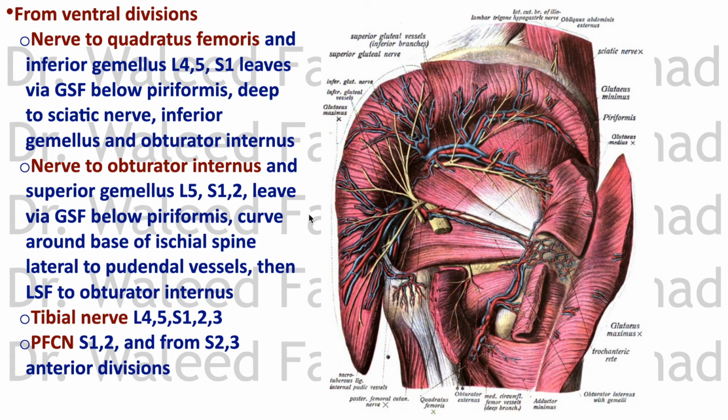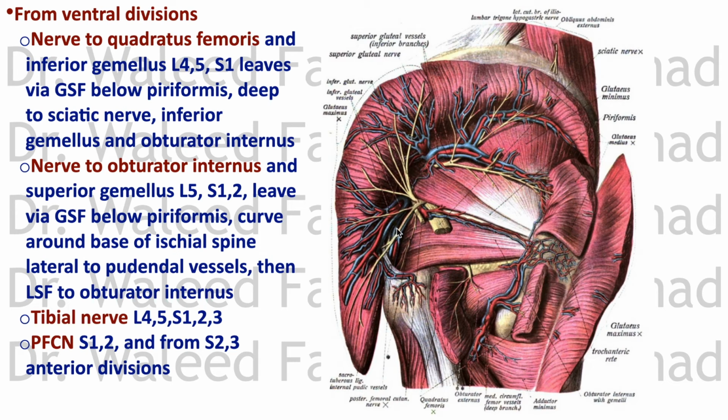From the ventral divisions, we have the nerve to quadratus femoris. You will study this in the gluteal region, together with the inferior gemellus, and the root value is L4, 5, S1. It leaves the greater sciatic foramen and descends to supply the quadratus femoris. And by the way, it's the deepest structure in the gluteal region. It descends right behind the hip joint. You will study this also in the gluteal region.